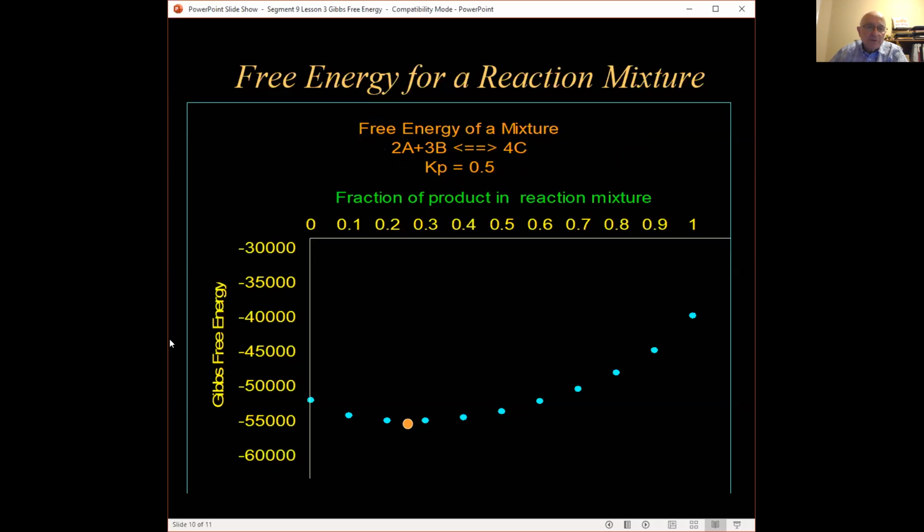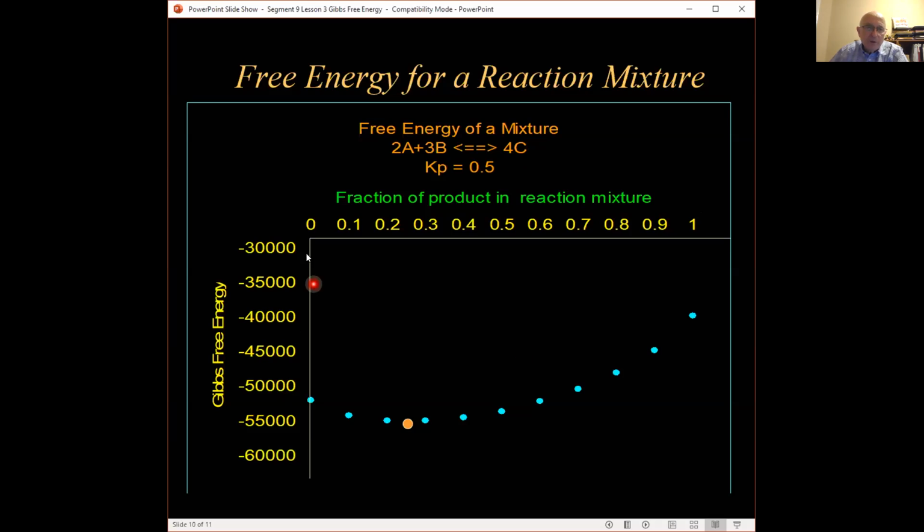Here are some numbers on the left showing the Gibbs free energy. As we change, this axis is 100% reactants. That's over here with only A and B present in the mixture. When I get over to 1, fraction reacted is 1, it's 100% reacted, then the mixture is only C.